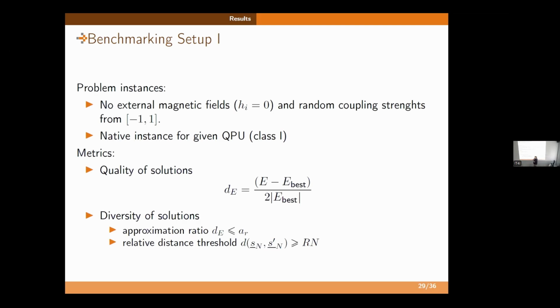So what metrics do we use for the benchmarking? First was the quality of solution. That is just the relative difference between the best energy that we found for the given instance and the energy returned by the solver. That would be used, because we tested many different instances.